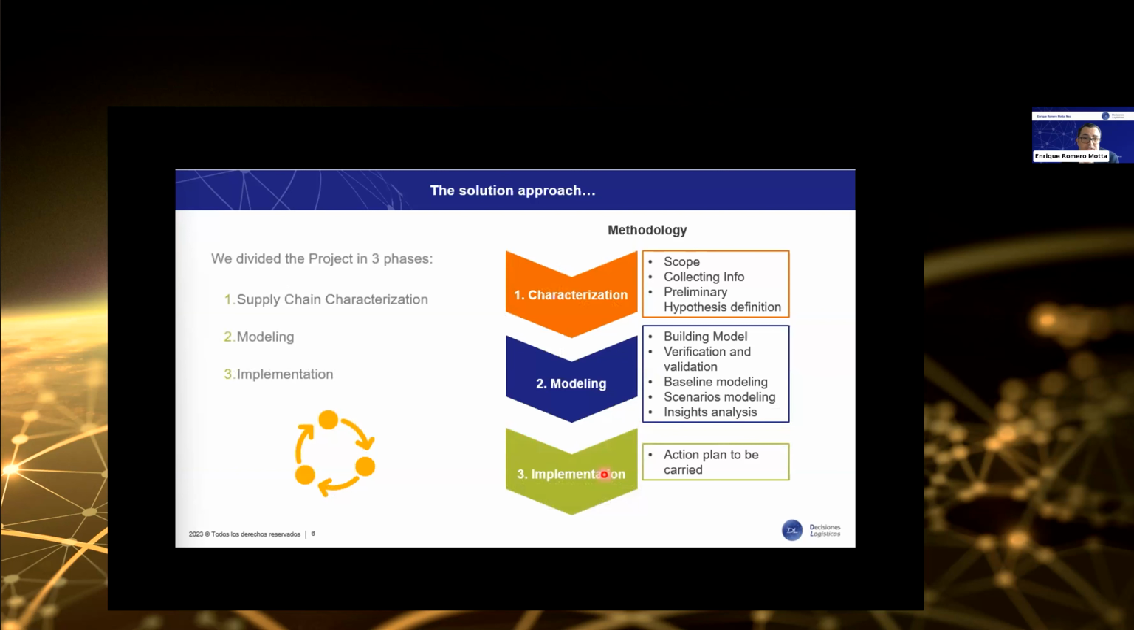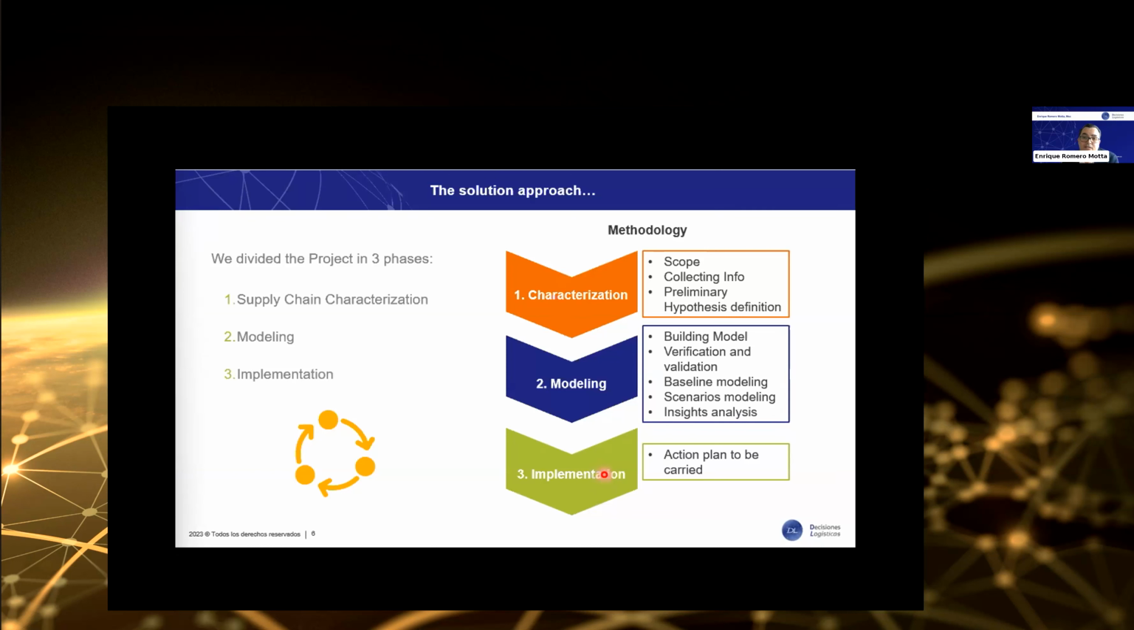We divided the project into 3 phases. The first one was focusing on understanding the supply chain, understanding how the supply chain works, what were the biggest challenges that the company had addressed so far, and also trying to understand the demand, one of the main inputs of every single project on supply chain design.